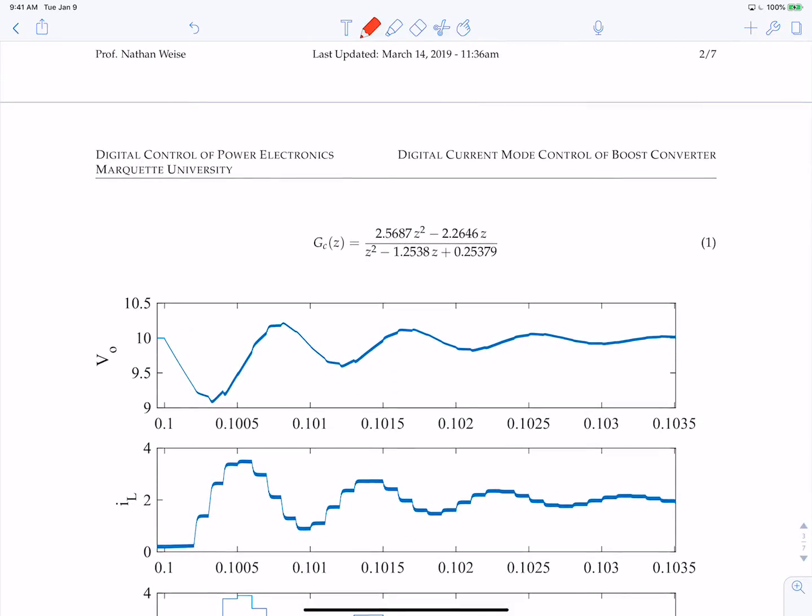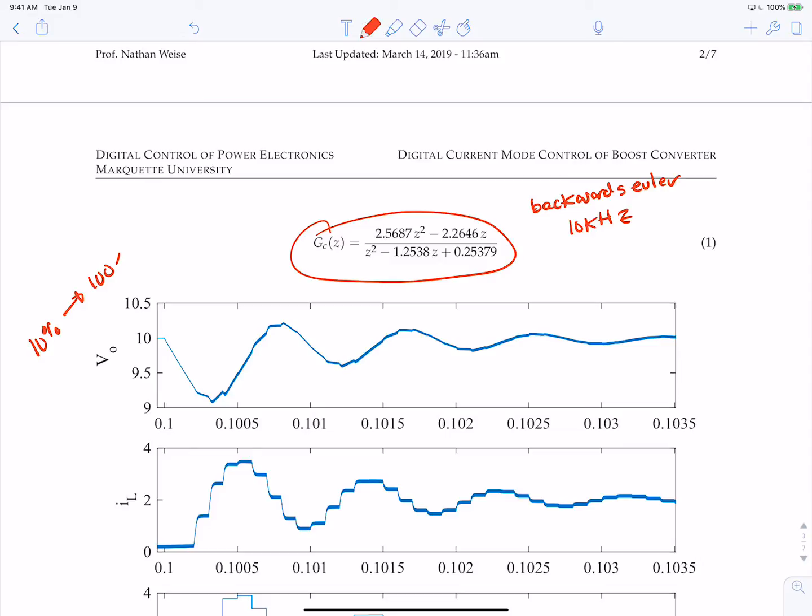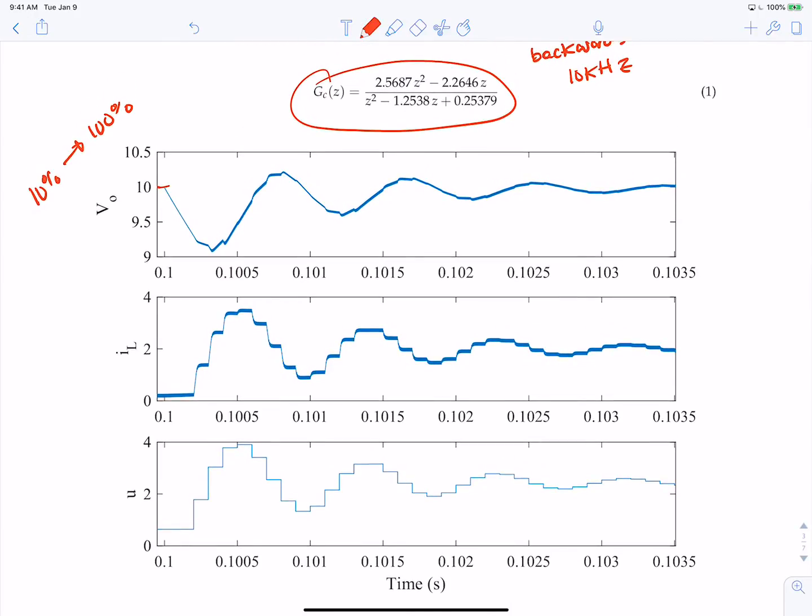So here first we have our backwards Euler controller, and this is for 10 kilohertz. You can see here this is our controller structure. These are the numbers. We have a step load from 10% to 100%, and you can see the output voltage is going good until 0.1 second, and then we have a transient, and it rings quite a bit. It takes a long time to die out.